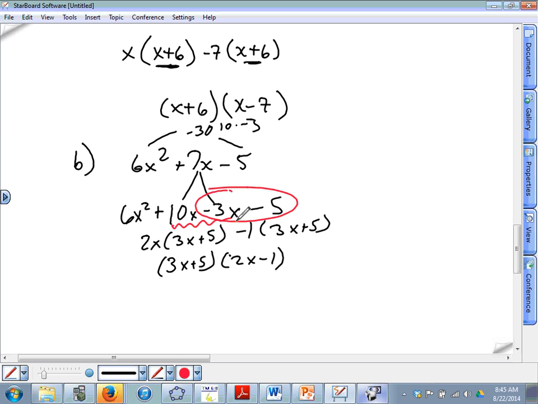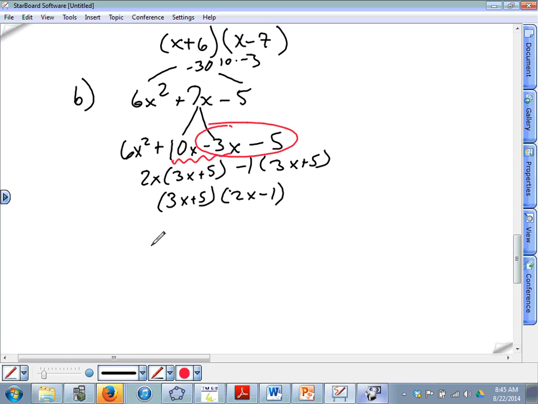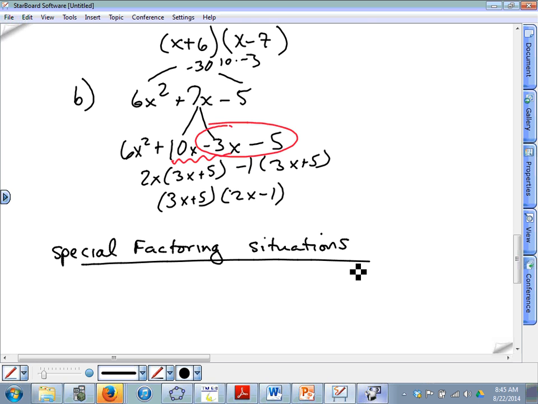We kind of already did it, but just some special factoring formulas. So this might be review for some of you. Let me just go over that difference of squares pattern. Special factoring situations. These are going to be good to know, especially for the AccuPlacer exam coming up.